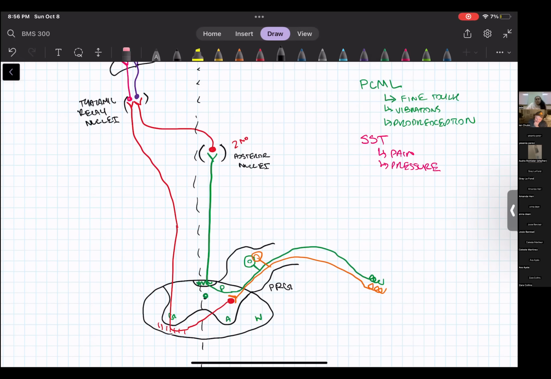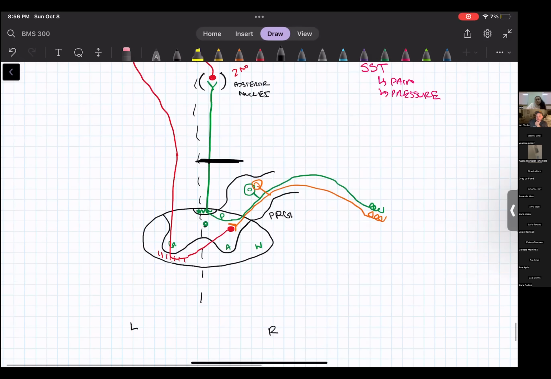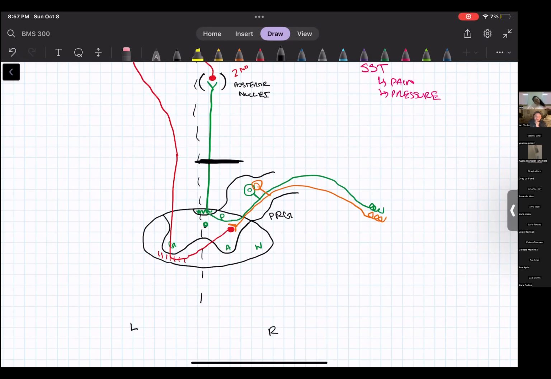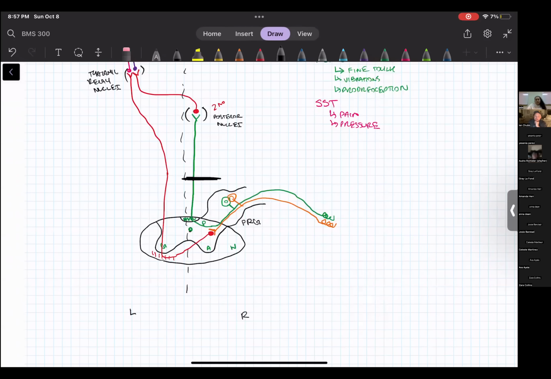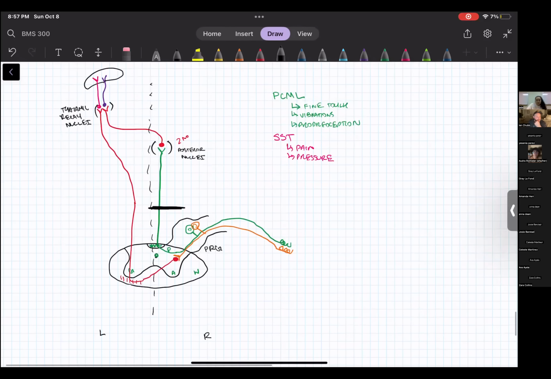The idea is that if we were to put a lesion right here on the right side, so let's say you had a cut, or let's say it's a tumor or some kind of growth. So you have a lesion here. What would we lose? What type of sensation would we lose? Fine touch, vibrations. On what side? Oh, on the right side, but then you would lose pain on the left side.